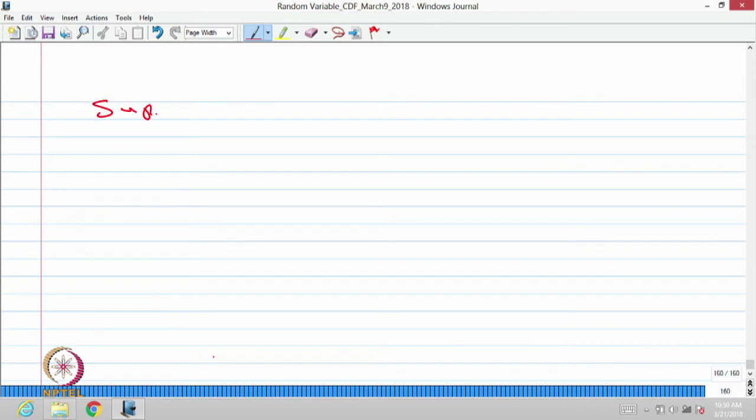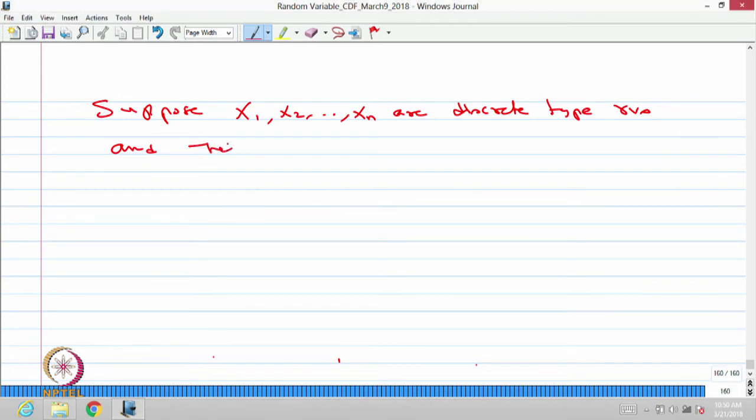Suppose x1, x2, xn are discrete type random variables and the joint probability mass function is known. I am discussing the concept of distributions of functions of several random variables for discrete type random variables first, then later I am going to discuss it for continuous type random variables.